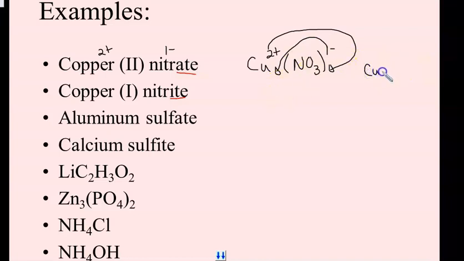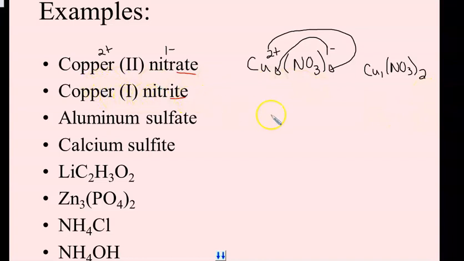Cu1. Ones don't need to be written. Parentheses NO3, close the parenthesis, 2. So Cu, parentheses NO3, 2. The 1 does not need to be there. If it makes you feel comfortable, write the 1. That is called copper(II) nitrate. Copper(II) nitrate.